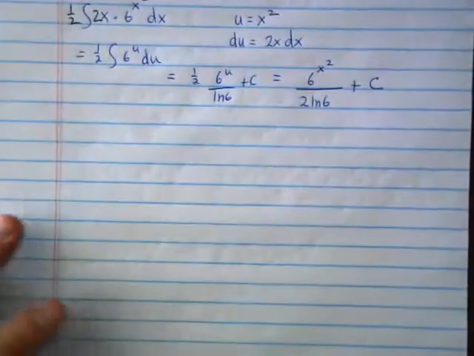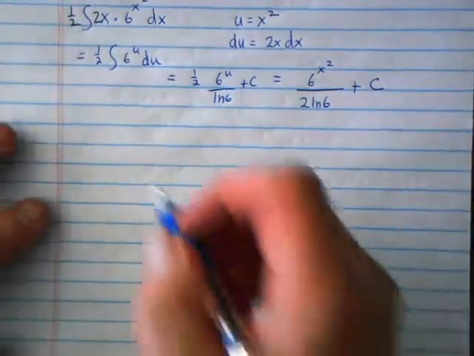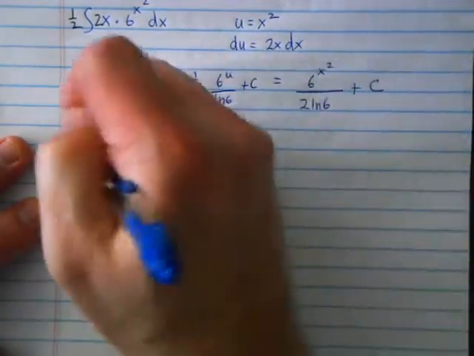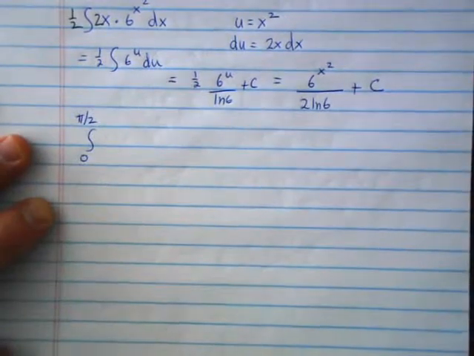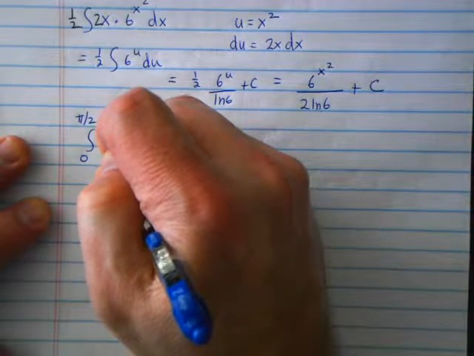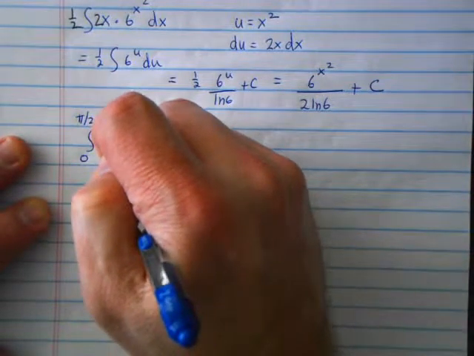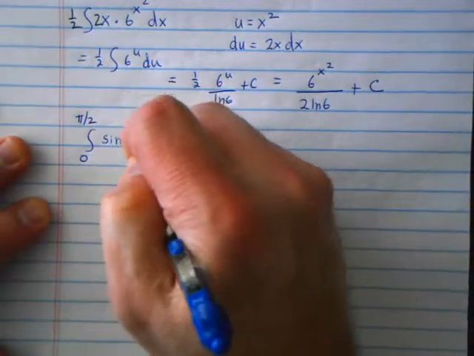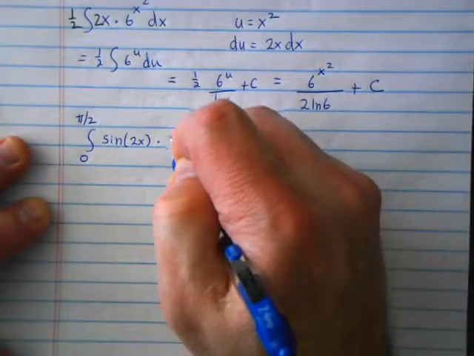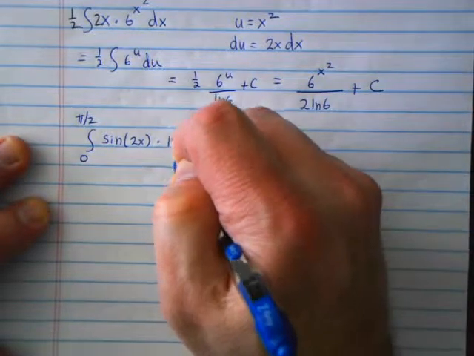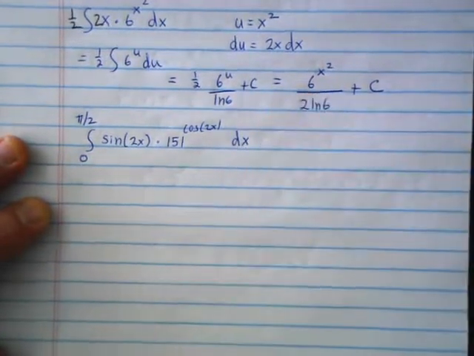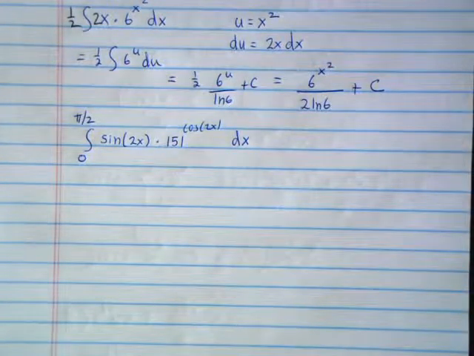All right, let's do one more then. How about the integral from 0 to pi over 2 of sine of 2x times, I don't know, 151 to the cosine 2x dx. There's a nice number, 151. I haven't used that number very often.